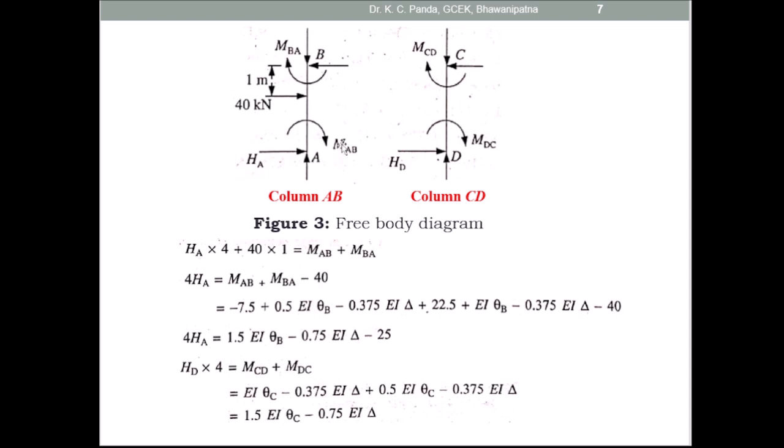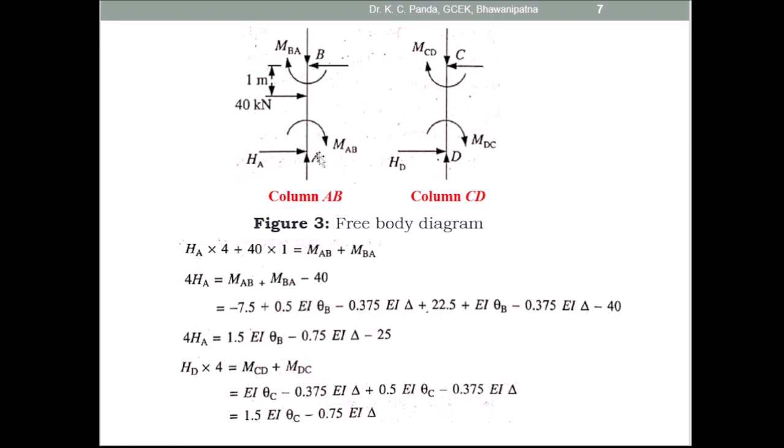This is MAB and this is MBA, and the load is acting at a distance of 1 meter from the joint B, and this is the horizontal shear at A, and the vertical shear is passing through the axis of the beam. So this is cancelled. So here you have to take the horizontal shear at A, and this is the load, and this is 2 moment. You have to take the moment about the joint B.